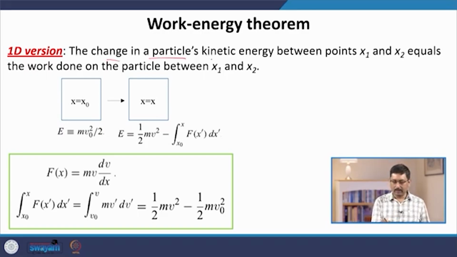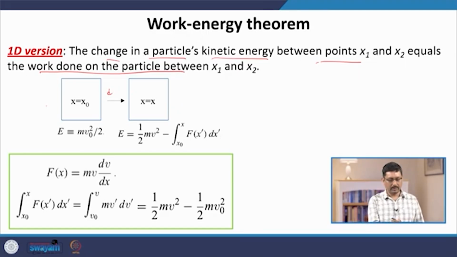The change in the particle's kinetic energy when it moves between points x1 and x2 equals the work done on the particle between x1 and x2. For example, the particle is like the car. This is the initial position and this is the final position, and this distance is, let us say, 100 kilometers. So x naught is your initial position and x is the final position. Suppose the car was moving with some speed v naught at x naught, and in the final position the speed is v.